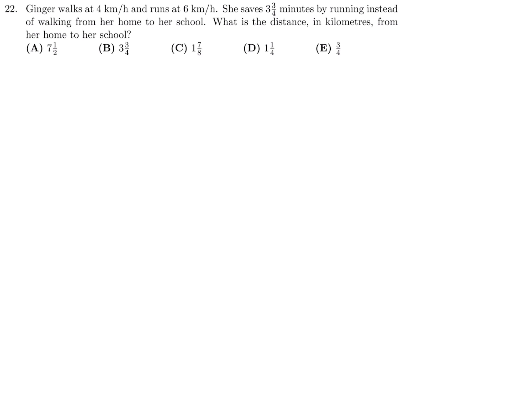Ginger walks at 4 kilometers per hour and runs at 6 kilometers per hour. She saves 3 3/4 minutes by running instead of walking from her home to her school. What is the distance in kilometers from her home to her school?